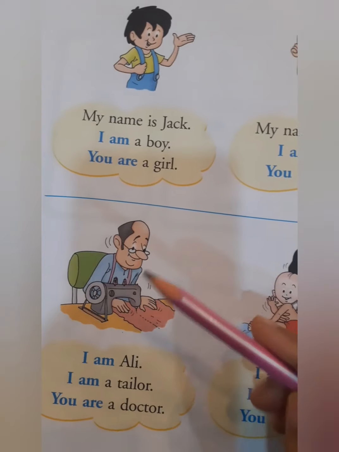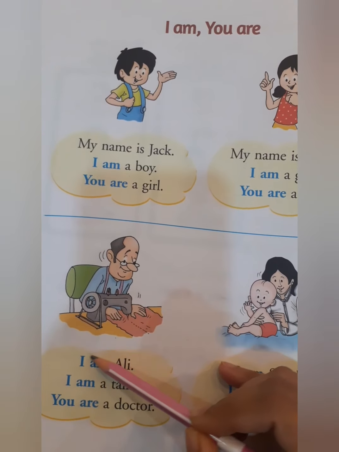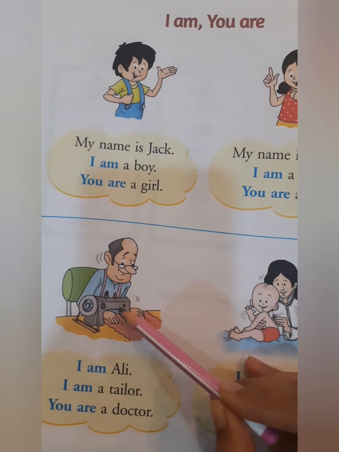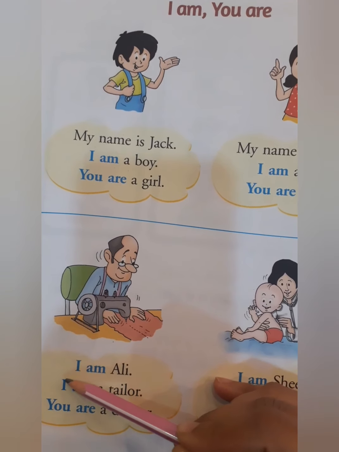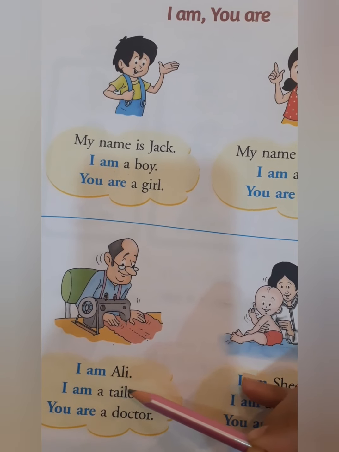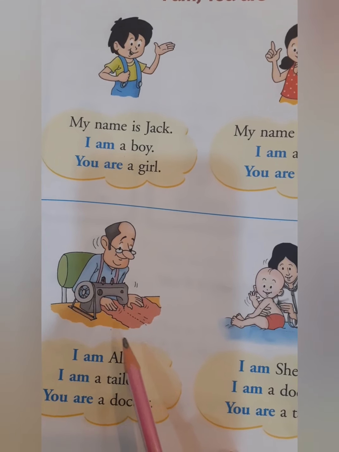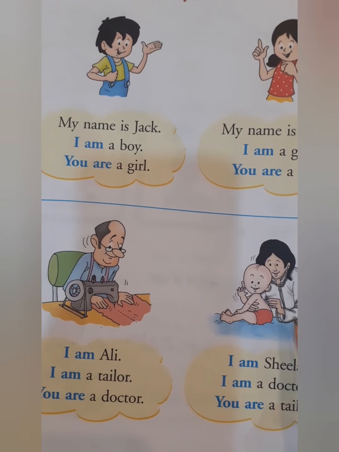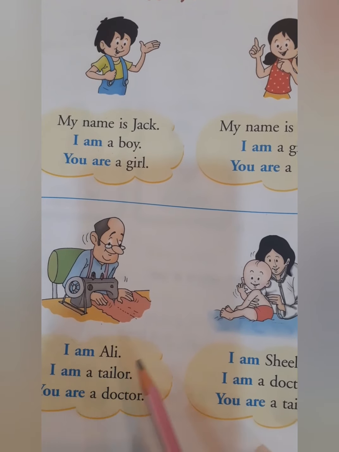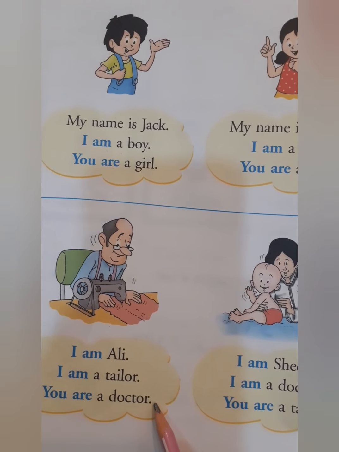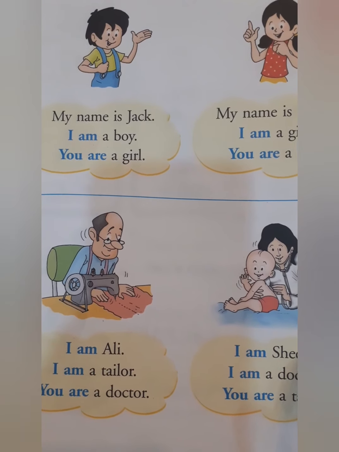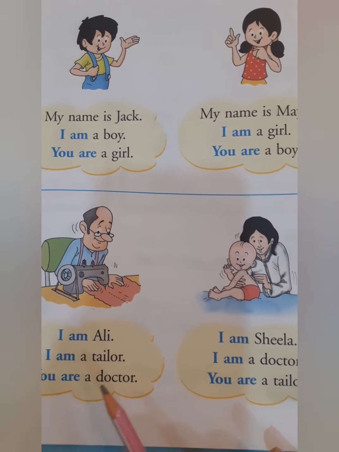Now see here next. I am Ali. He's talking about himself, so he's saying, I am Ali. I am a tailor. And Ali is talking to Sheila, who is a doctor. So Ali is saying, you are a doctor. So when we talk to someone, we refer to someone, we should say you are.